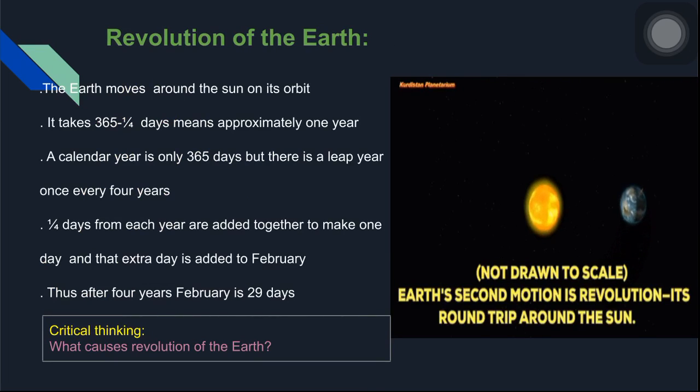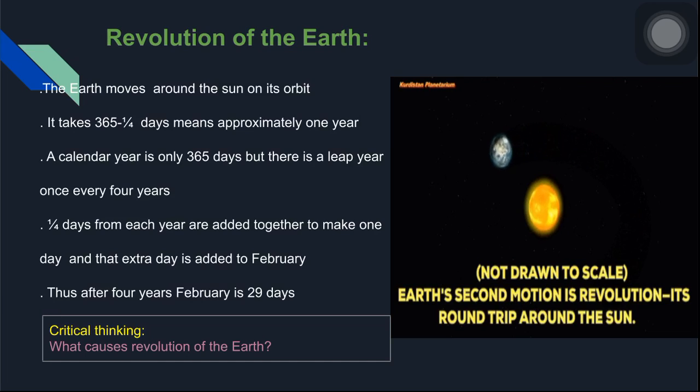The second movement of the earth is revolution of the earth. The earth revolves around the sun on its path, that is called its orbit. Revolution is when one object travels around another. The path a revolving object takes is its orbit. And Earth's orbit is shaped like a flattened circle.